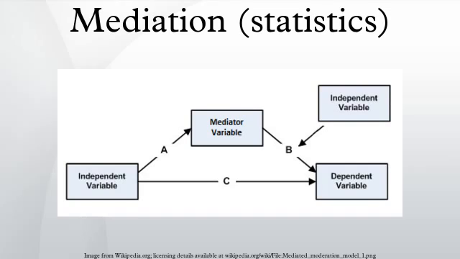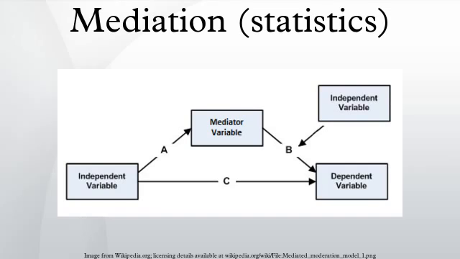Step 2, regress the mediator on the independent variable. In other words, confirm that the independent variable is a significant predictor of the mediator. If the mediator is not associated with the independent variable, then it couldn't possibly mediate anything. Independent variable, mediator. I₂₁ is significant.